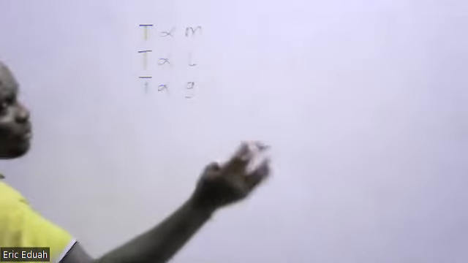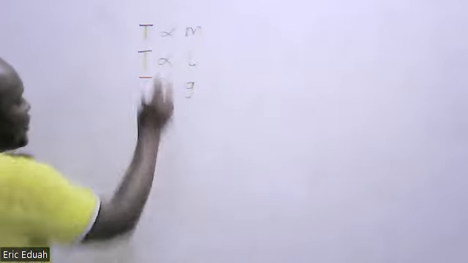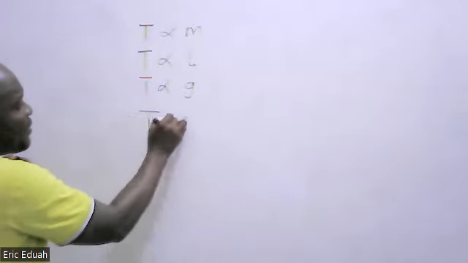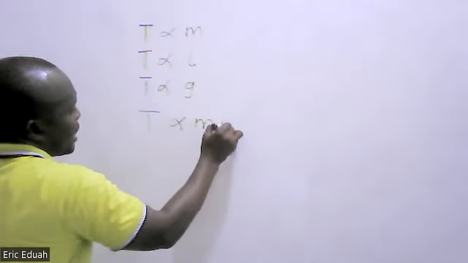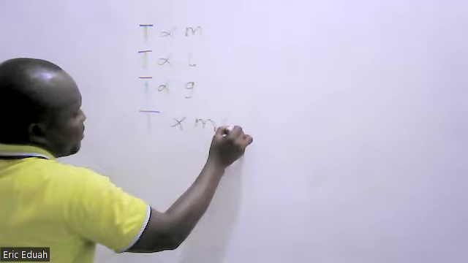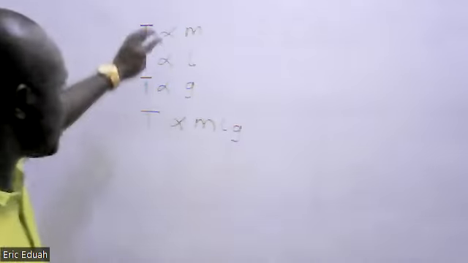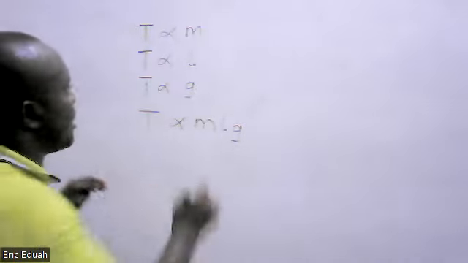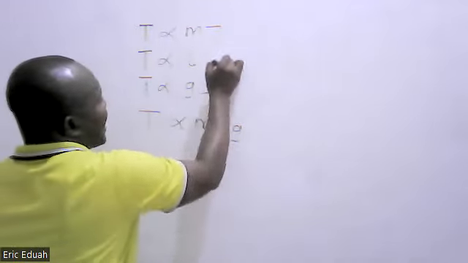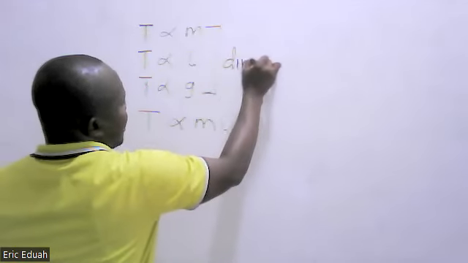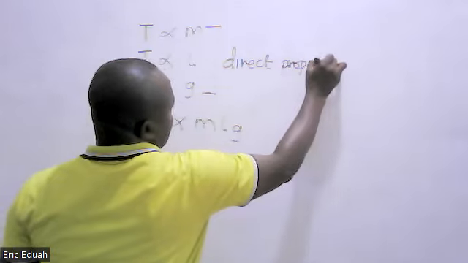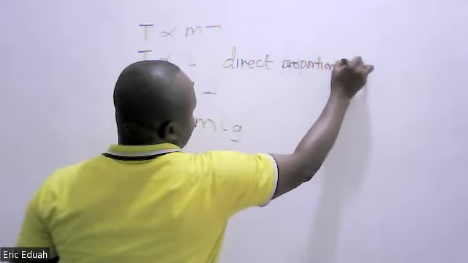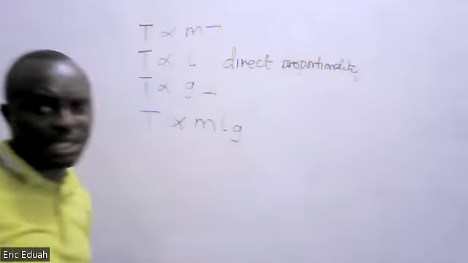So we can put all the three together. T is directly proportional to M, T is directly proportional to L, and T is directly proportional to gravity, because the relationship for all the three is direct proportionality.